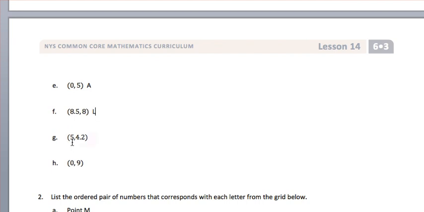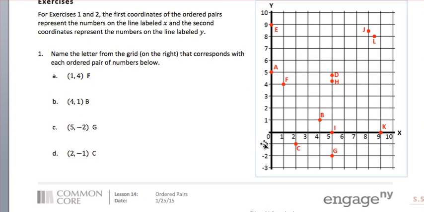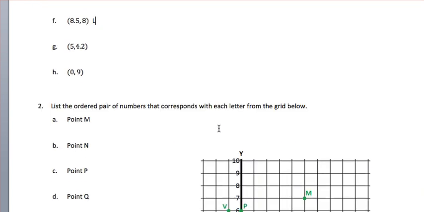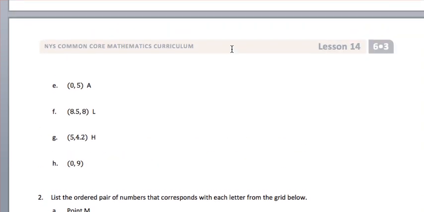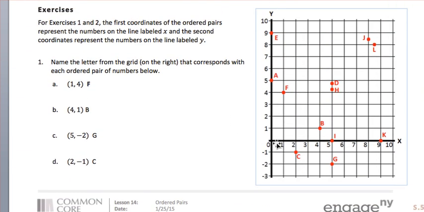Then we have 5 and 4 2/10. So we'll go across 5 and up 4 2/10. So that would be a little bit more than 4, which makes it point H. And finally, 0 and 9. So it means we don't go across at all. Stay at 0 and go up 9, and that is point E.